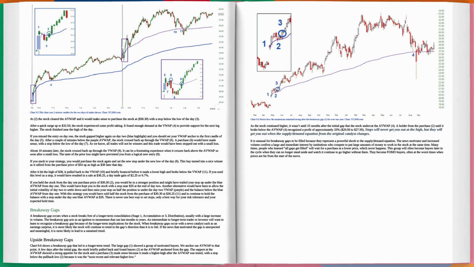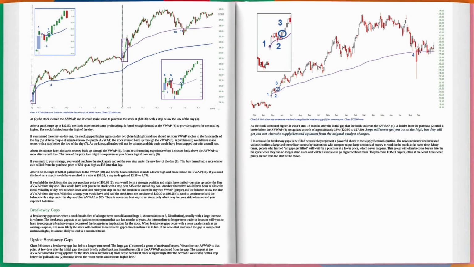If you held the stock from the day 1 purchase price of $30.30 too, you would be in a stronger position and might have trailed your stop up under the blue AVWAP from day 1. This would have kept you in the stock with a stop near $35 at the end of day 2.